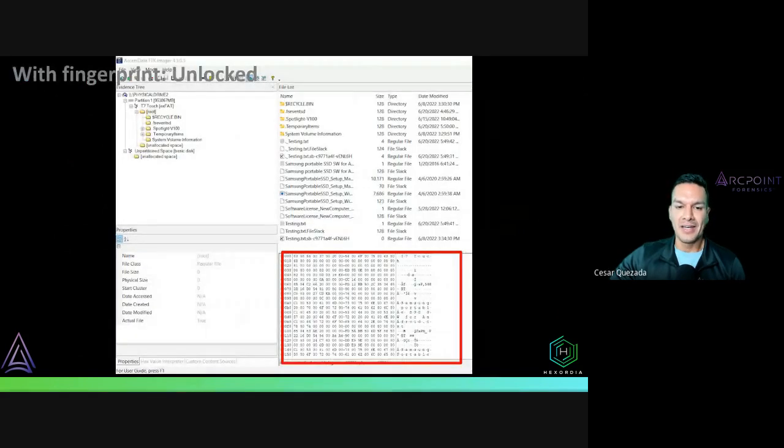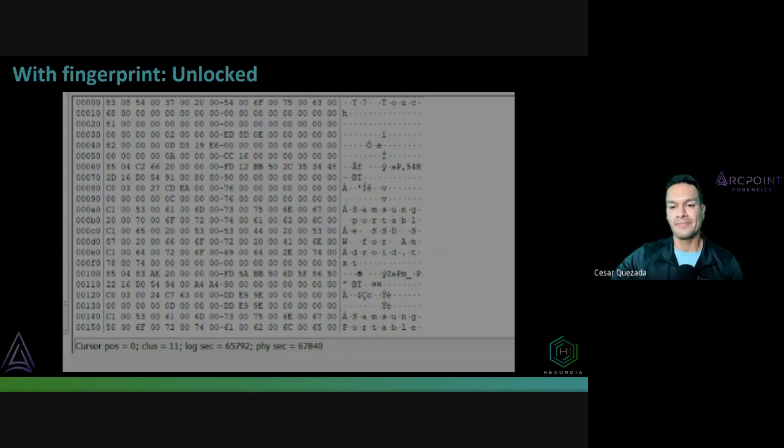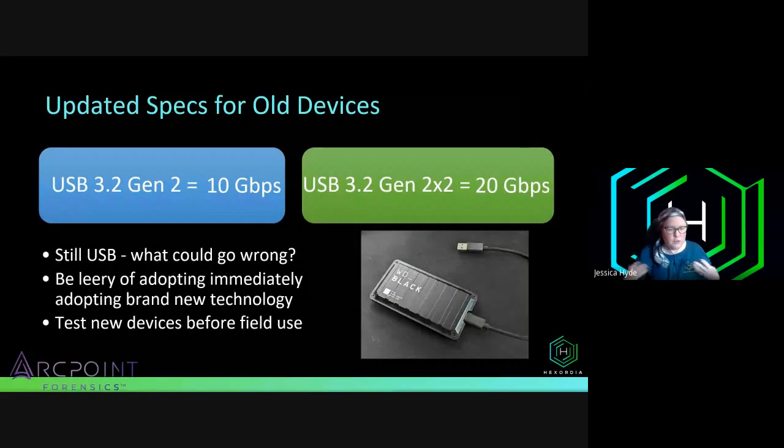And then here it is unlocked. And again, it shows you that there's in fact data that you could be missing if you didn't know about this newer technology that Samsung has applied to their drives. And that's not the only instance where new technology can cause us to be unaware of what is on disk and what to expect.